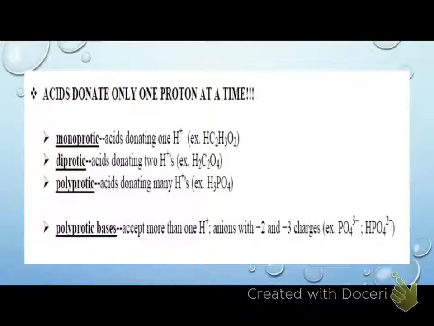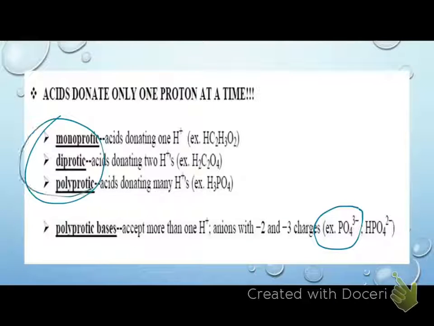So the PO3 right here would be polyprotic because how many total hydrogens could it accept? Three. So it's polyprotic base, but it would accept one at a time. You can't give it all three at once. Okay. You typically see these terms more than polyprotic bases, but you do need to be aware that you can call them that.